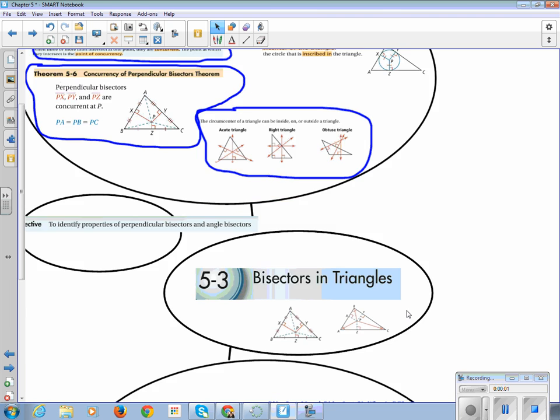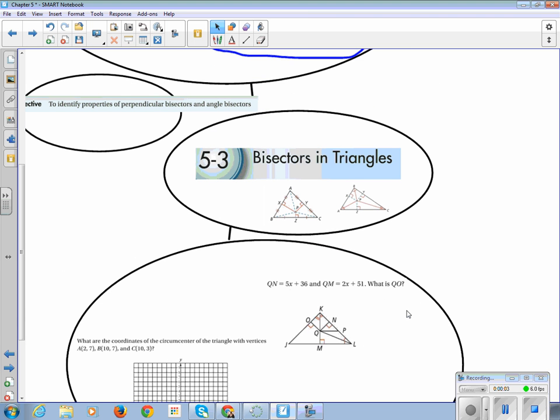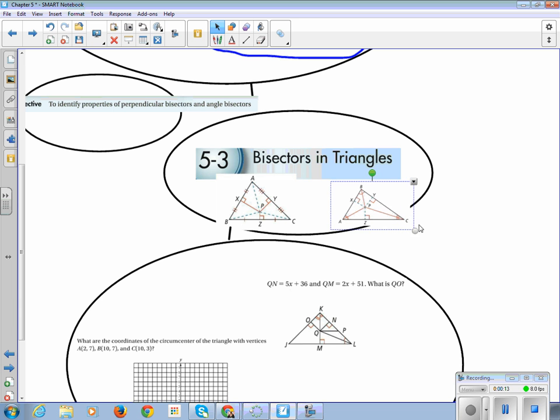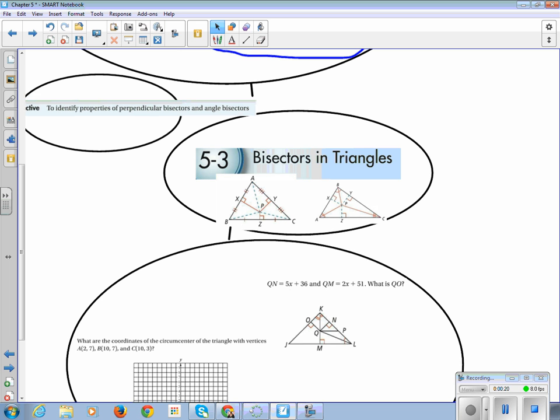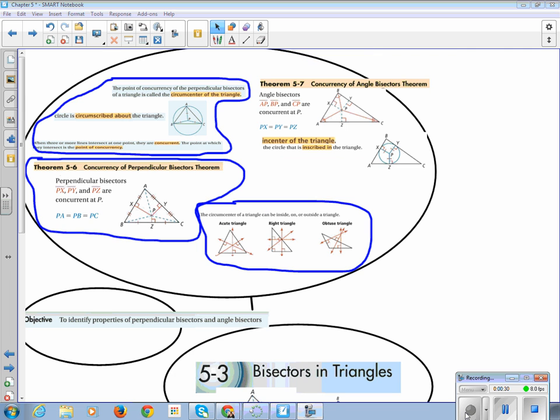All right, so this is 5-3, bisectors in triangles. So we're cutting stuff in half. The learning objective is to identify properties of perpendicular bisectors and angle bisectors. So last section we were using properties. This time we're identifying properties.